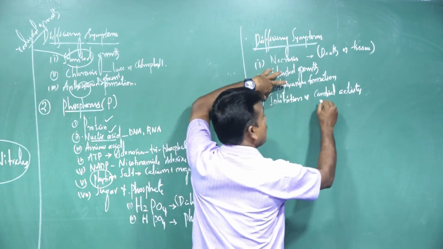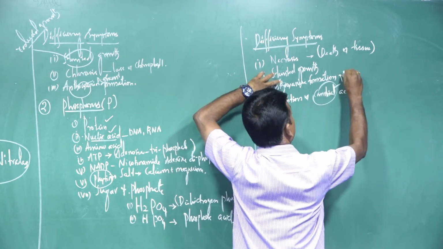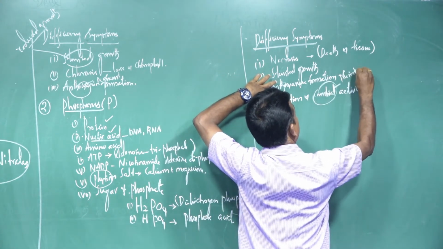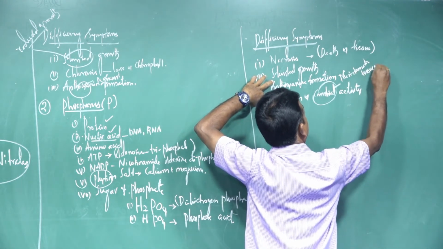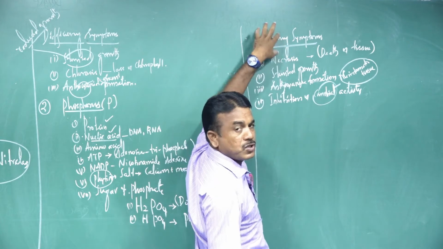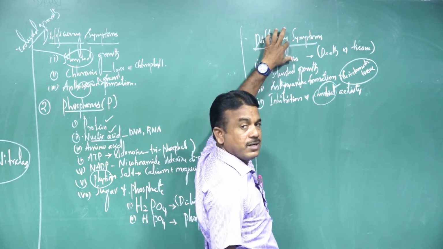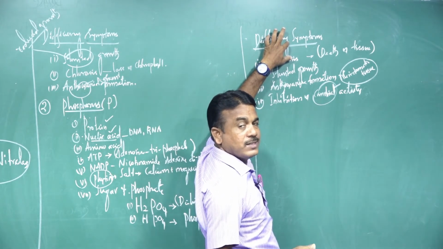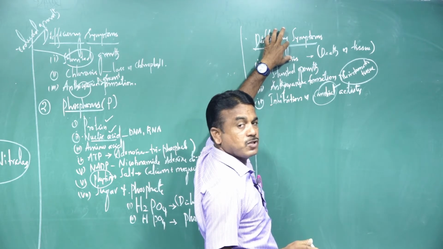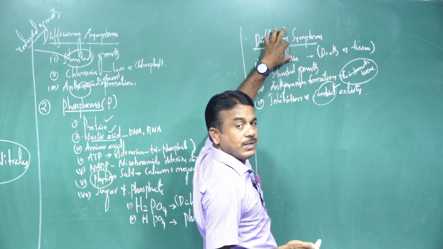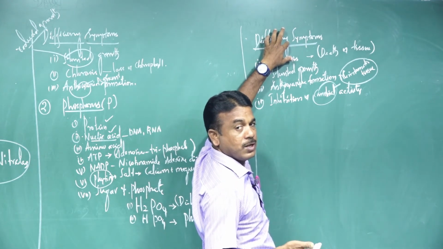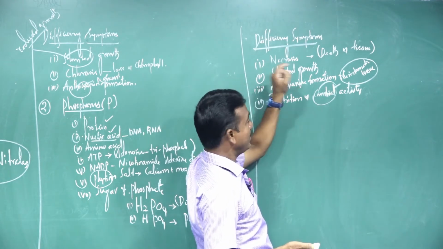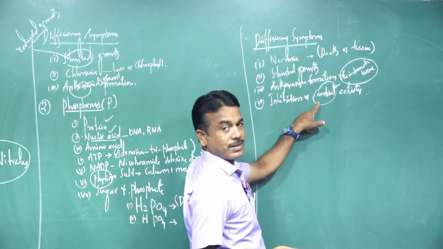Cambium is a meristematic tissue. The main characteristic feature of meristematic tissue is cell division. If the cell does not divide, it is not possible to increase the number of cells. If cells do not increase, there is no elongation and no maturation. So in the absence of phosphorus, inhibition of cambial activity happens.